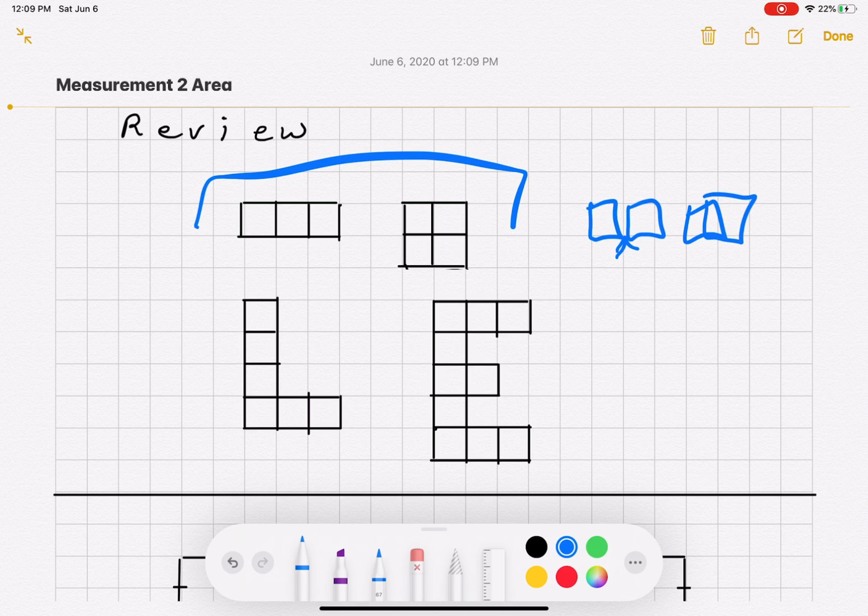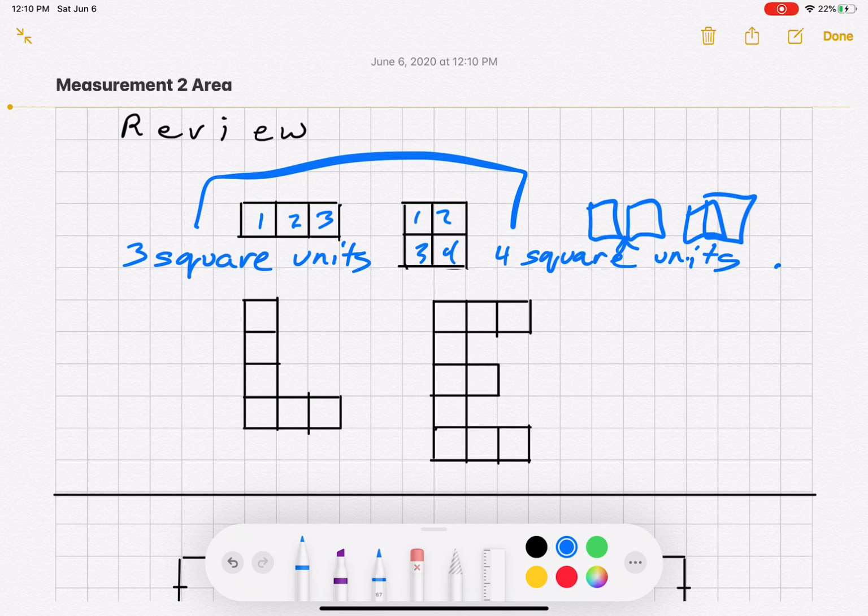Okay, so if I was just going to compare these two shapes, this one is 1, 2, 3. How I measure this is I count the number of squares in each shape. So I'm going to write this has 3 square units, and then I'm going to count the number of squares in this shape. Okay, and I have 4 square units.